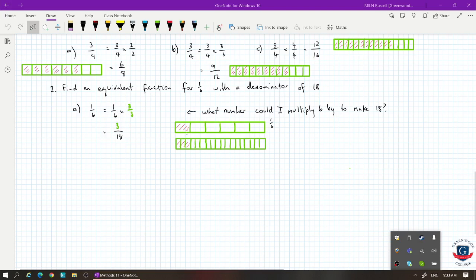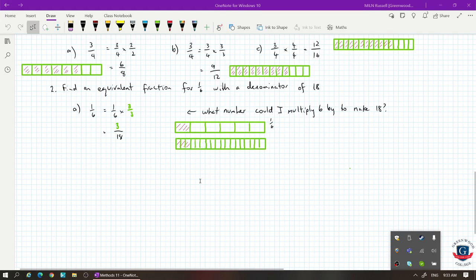If we're looking at it pictorially, if I have sixths and I want to convert it to 18ths, I have to divide each of these into 3 parts, which I've done down here, and I'd have 3 shaded parts at the end, which is what we found out from our arithmetic. Like the big challenge in this question is to think about what number could I multiply by 6 to make 18 to make this equation up.